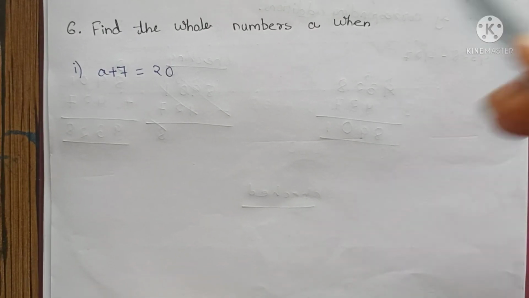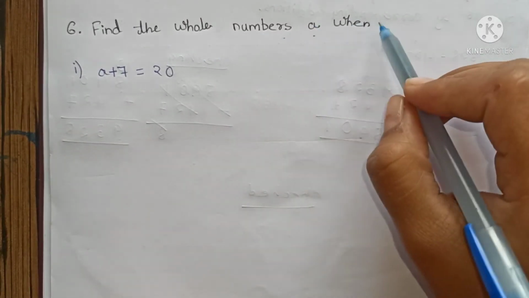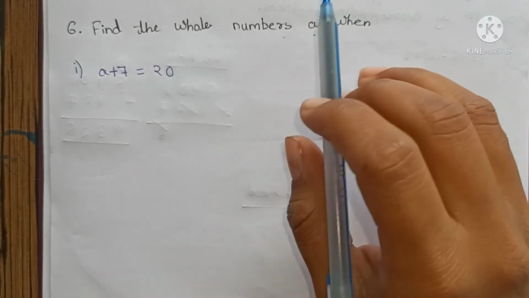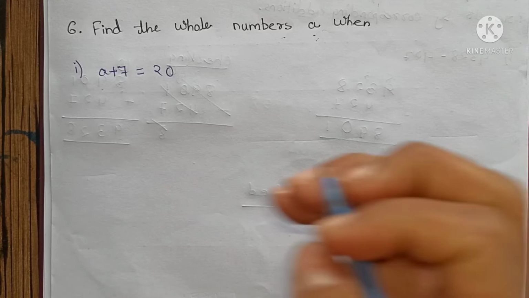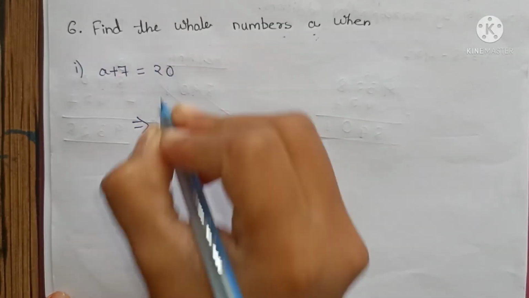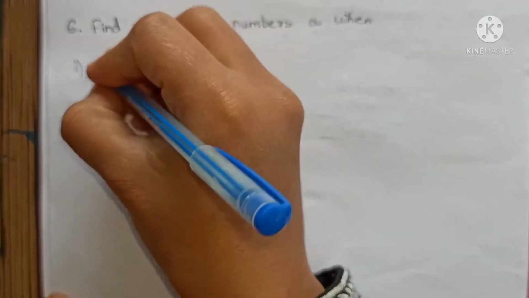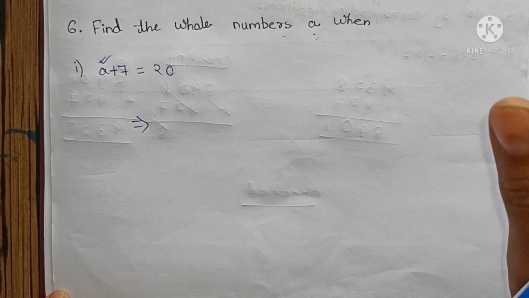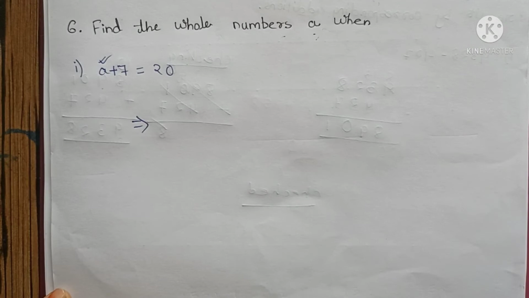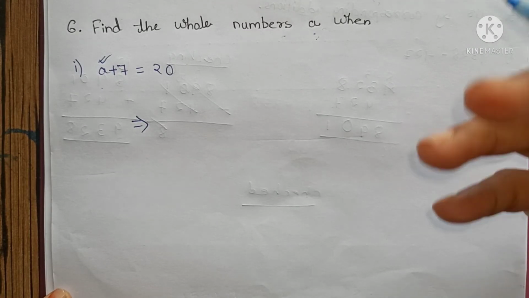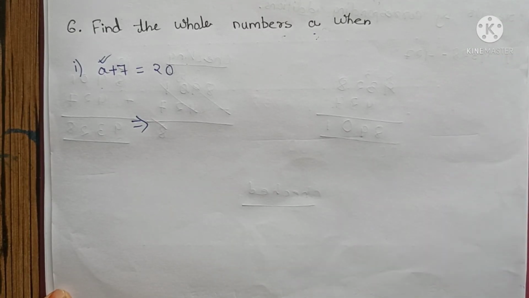Question number 6. Find the whole number a when a plus 7 is 20. So here we have to find the value of a. How can we do it? See, a plus 7 is 20. So what we have to find is the value of a. It is very important, children. You have to learn this process so that you will be able to do many different questions in the higher classes.